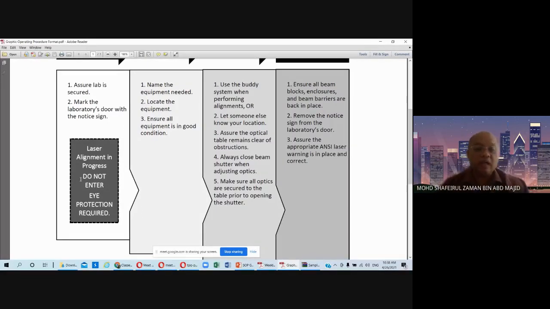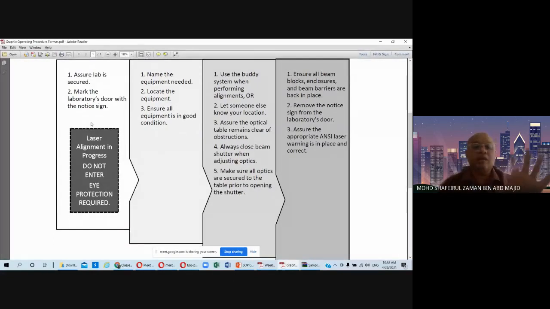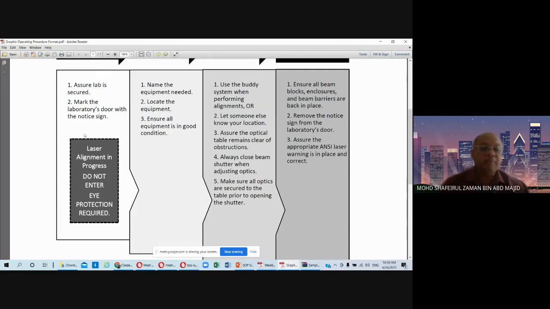For each of the tasks, for example here, step number one, before alignment, you need to list all of the procedures that the person performing the task needs to follow. Then you need to find any pictures, illustrations, or images from the internet, or on your own, and put them there. For before alignment, for example, you're going to have one picture: laser alignment in progress, do not enter, eye protection required. Let's say this is a notice, a signboard that you're going to put on the door. So you put it here.